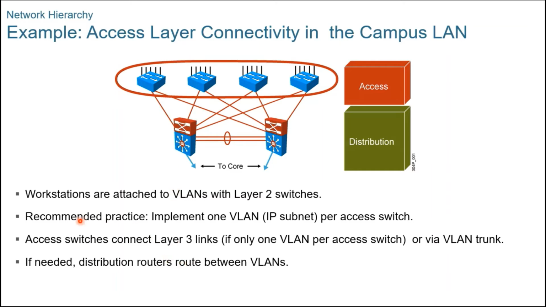In here, workstations are attached to VLANs with layer 2 switches. So the recommended practice is to implement one VLAN, which means one IP subnet per access switch. Access switches connect to layer 3 links if there is only one VLAN per access switch, or via VLAN trunking. If needed, the distribution routers route between virtual local area networks.